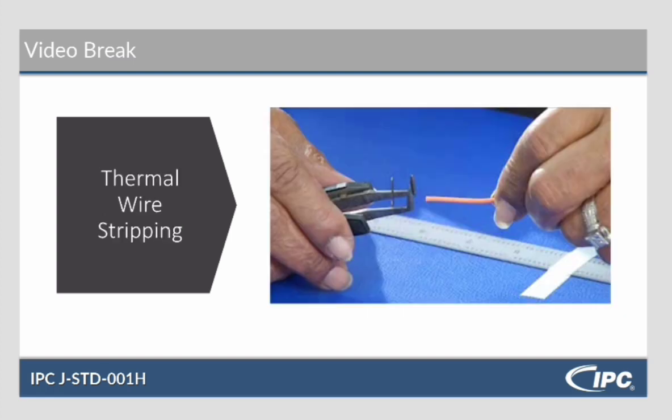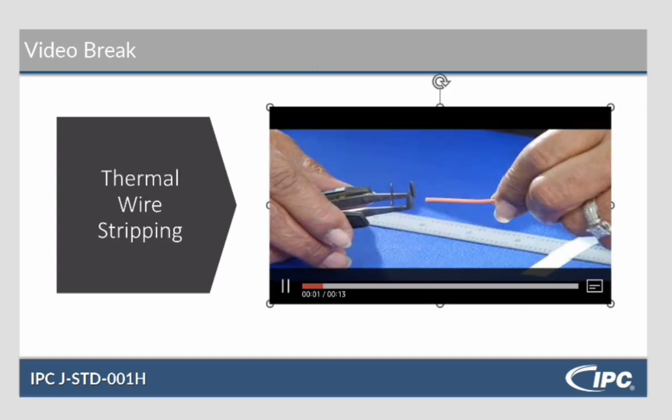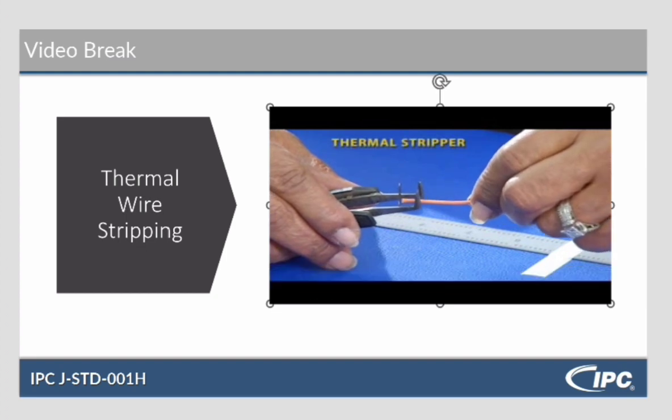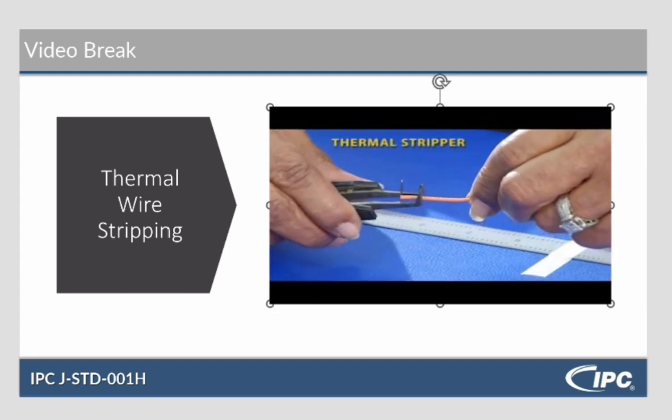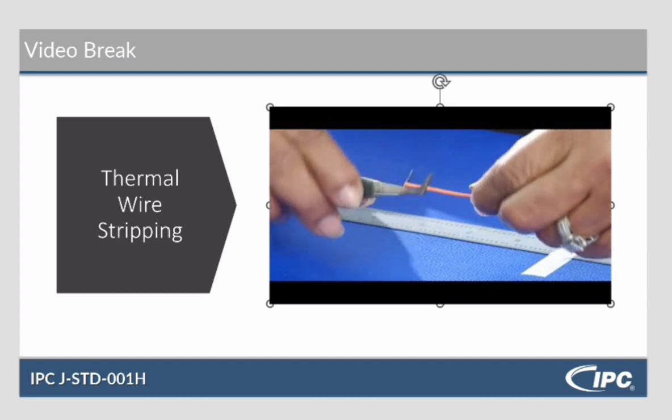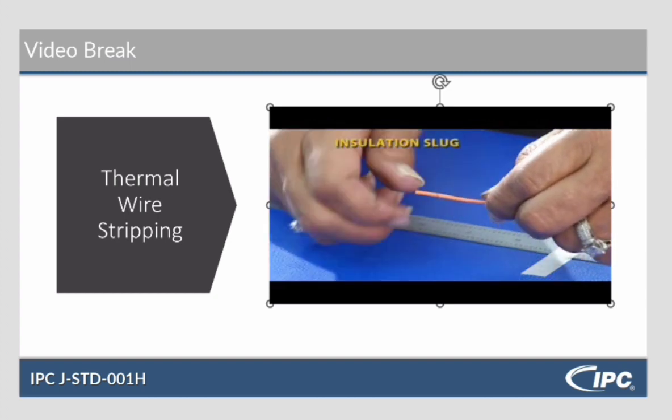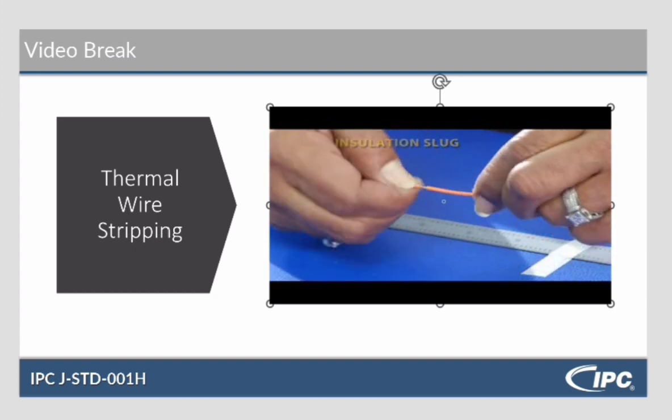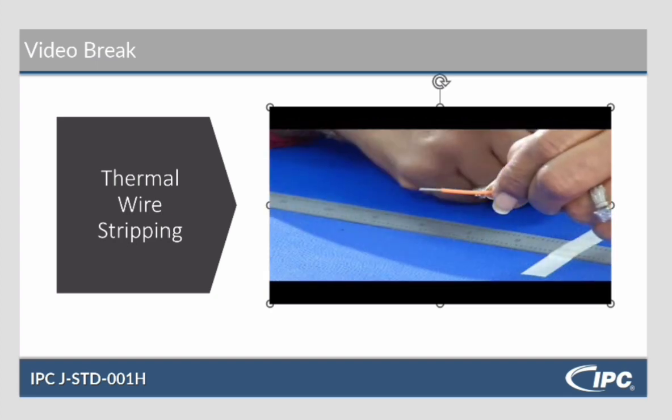This is thermal wire stripping. We don't use one of these in our class. They are used in the wire harness class. This is for more like coax or shielded wire. But you'll see that it just kind of melts through the insulation and just takes it right off.